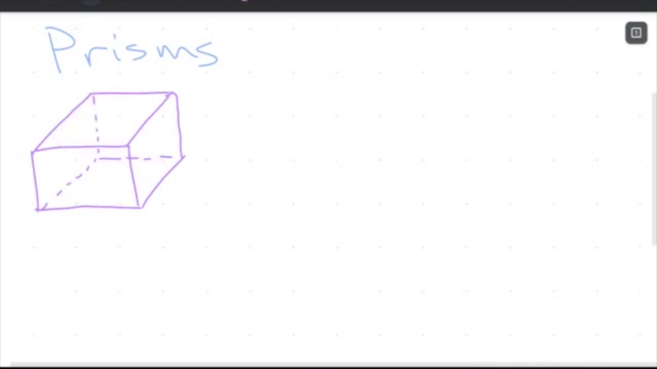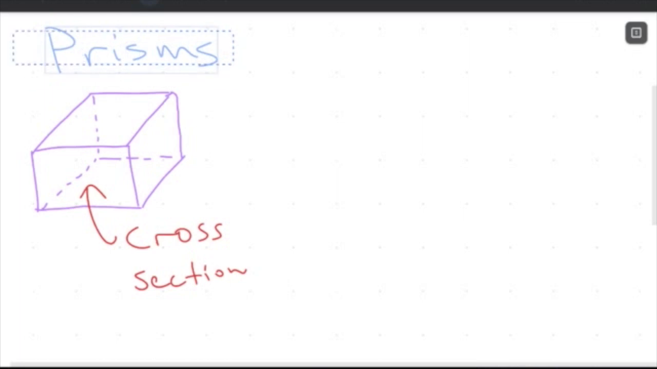Now that thing there, the front face, these identical faces on each side, we call that the cross section. So let me label that here. This thing is what we call the cross section of a prism. And let's center this actually.